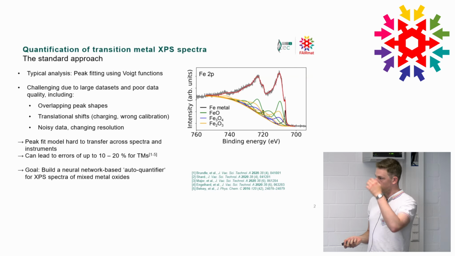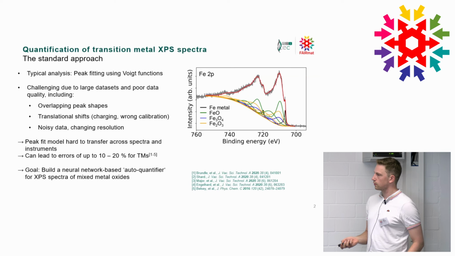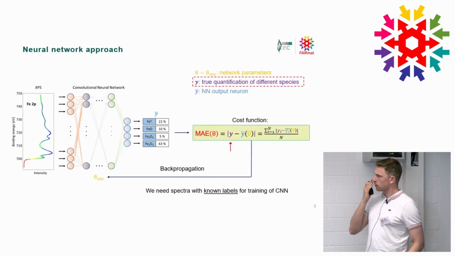So what we set out to do a couple of years ago is build an auto-quantifier for XPS spectra, especially for mixed metal oxides. The way we started doing this is using a convolutional neural network. The basic idea is that you have your spectrum as a vector input to your neural network. I'll show a bit about the architecture afterwards. And then the output is essentially a vector where we have the quantification of the different phases as a percentage, as you would also get from the peak fitting.